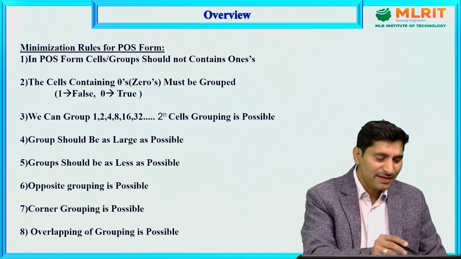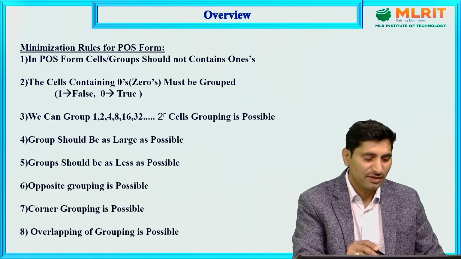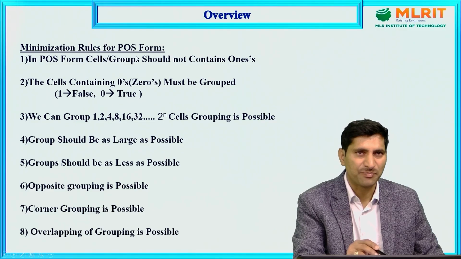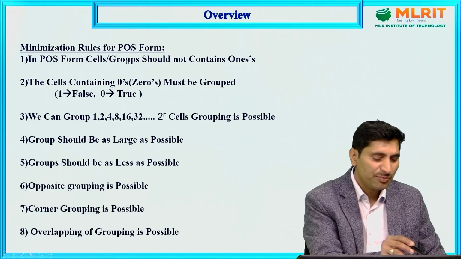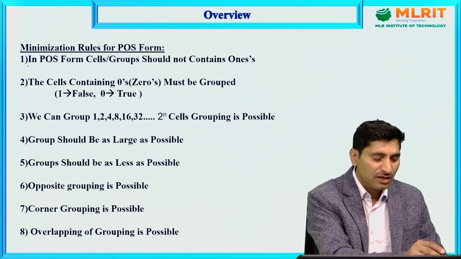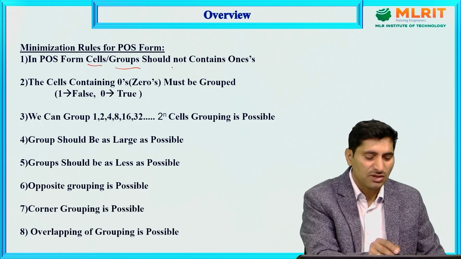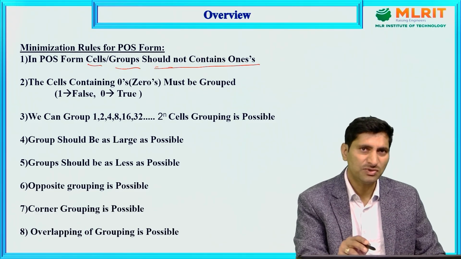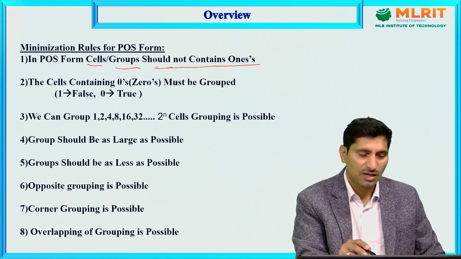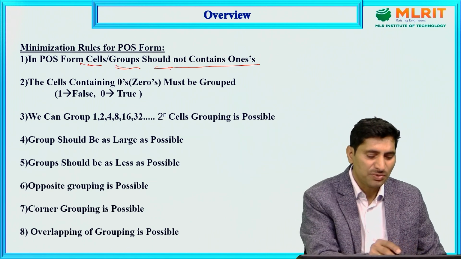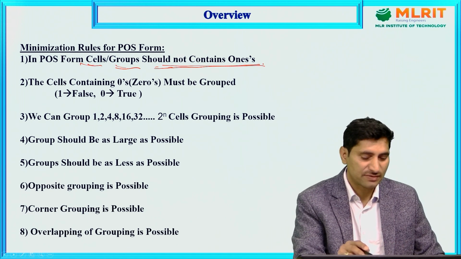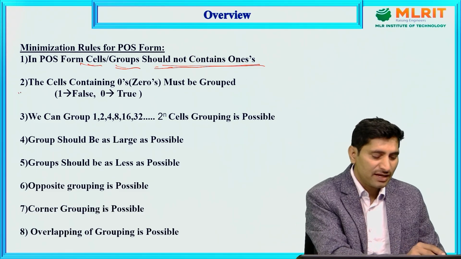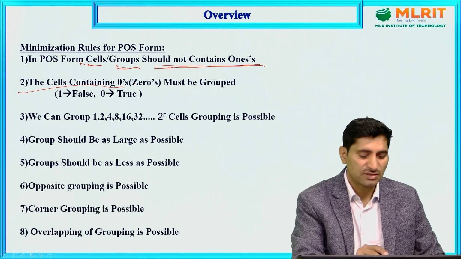Let us see the second method, that is, the minimization rules for POS form. In this POS form, cells or groups should not contain ones. In the previous one, cells and groups should not contain zeros, but here the cells and groups should not contain ones. Which means, what can it contain? The cells containing zeros must be grouped.